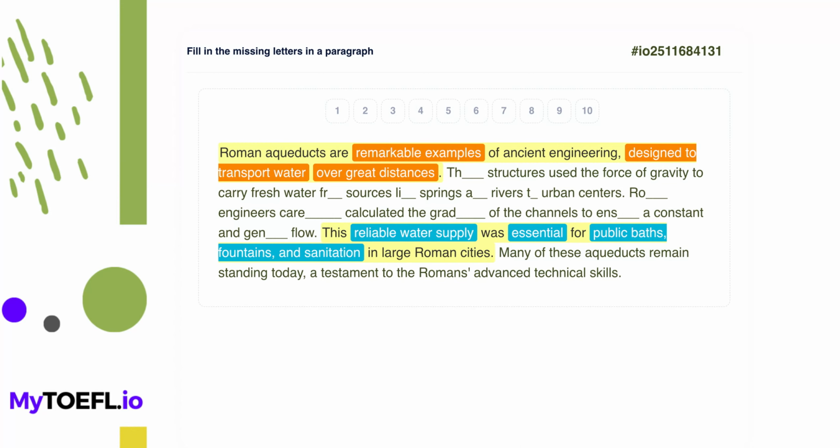Let us turn to the fifth and final sentence. Finally, we will read the concluding sentence to see how the author summarizes the legacy of these structures. Many of these aqueducts remain standing today, a testament to the Romans' advanced technical skills.